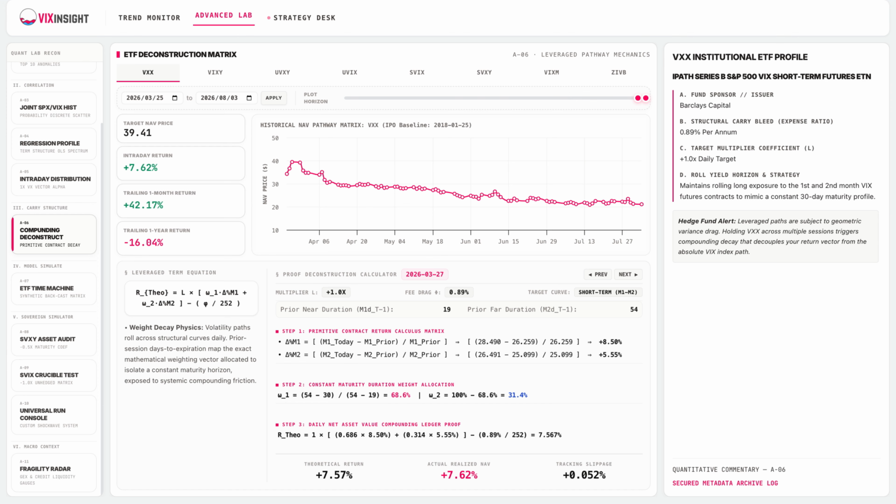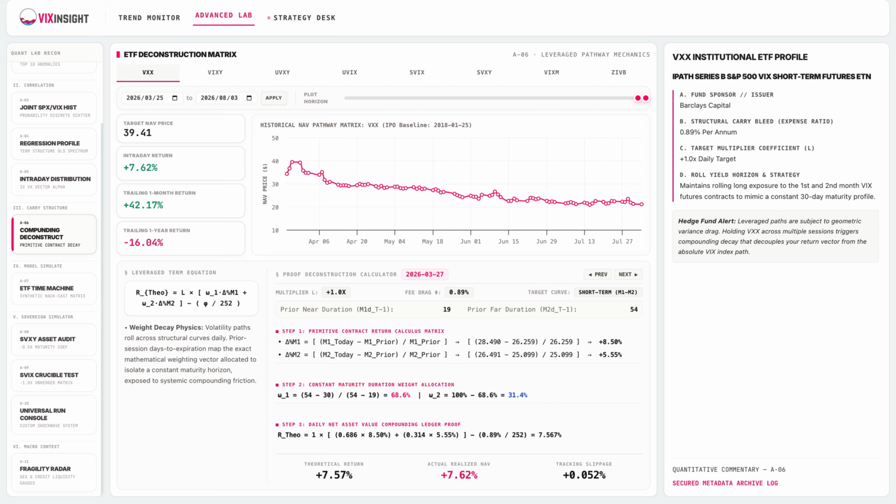To maintain our constant 30-day maturity target, our formula assigned 68.6% weight to M1 and 31.4% to M2. Then let's run the raw math for the 1 SVX base by the below formula, and the result is 7.60%. Then, after deducting a tiny fraction of the daily management fee, our net theoretical result came out to 7.57%. And you know what VXX did in the live market today? It gained 7.62%. So our mathematical model matched reality with over 99.3% precision.